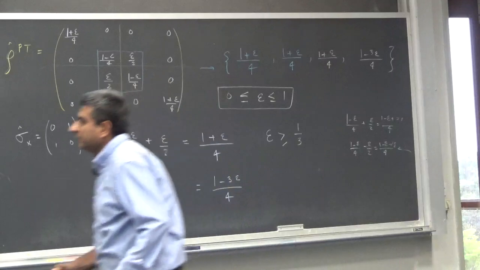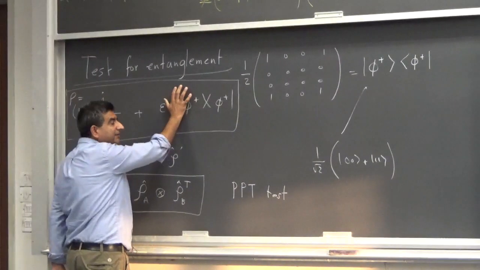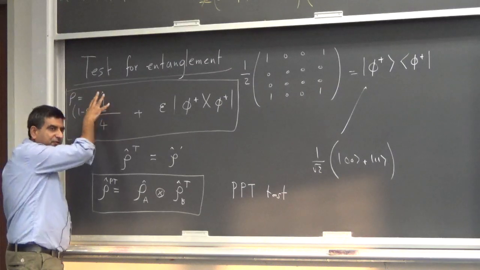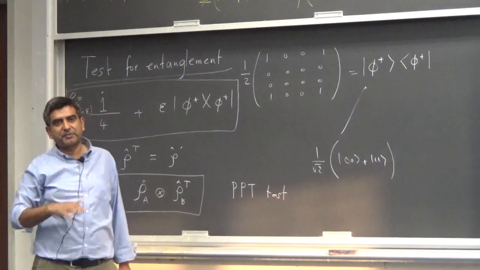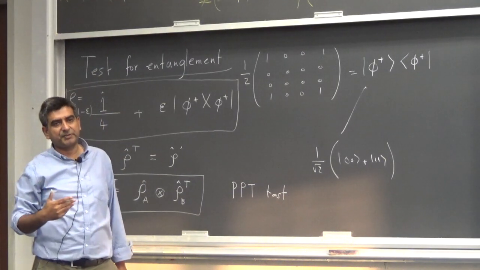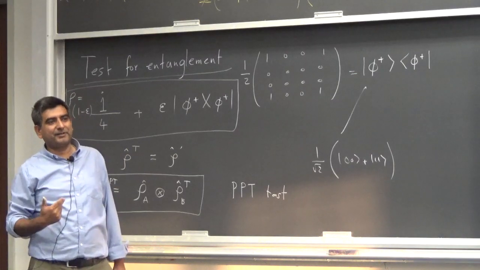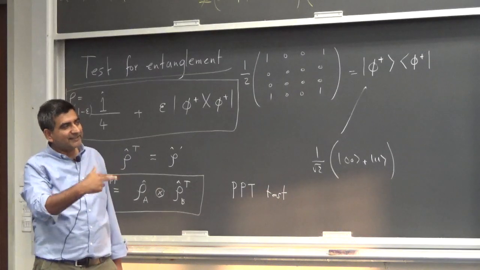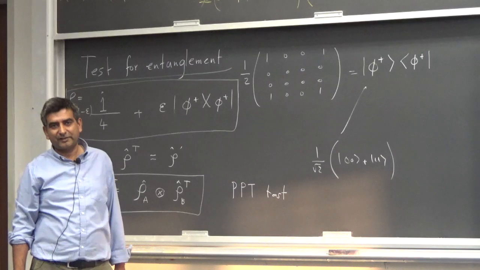If my epsilon, this thing, is bigger than 1 by 3, if I have more than 33% of this, less than 66% of this, my state will be entangled. Otherwise, it's going to be separable. It will have a separable description. Now, it's not always easy to write a separable description of a state, but at least this test tells us whether the density operator initially is separable or entangled.